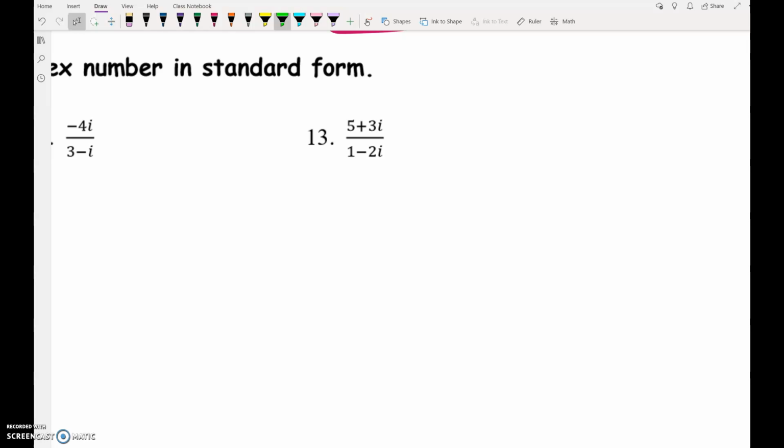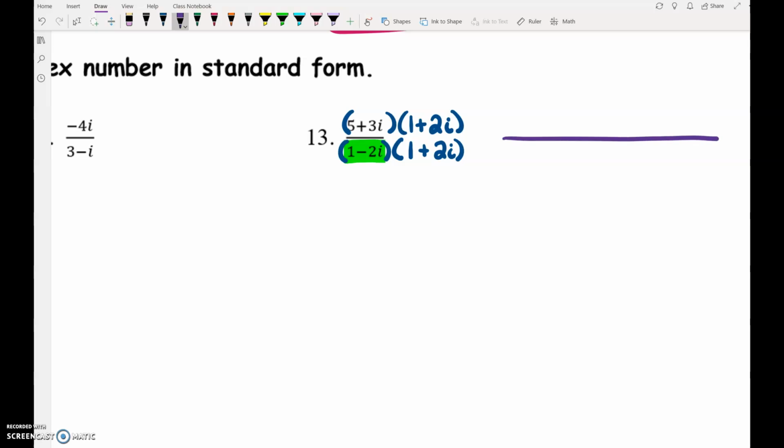Number 13, we don't really care what's on the top. What we care about is that on the bottom we have 1 minus 2i, and that i on the bottom is a problem. What should we multiply the top and the bottom by to make the i on the bottom go away? 1 plus 2i. And on the top, you're going to need to add a set of parentheses around that numerator so that you can double distribute.